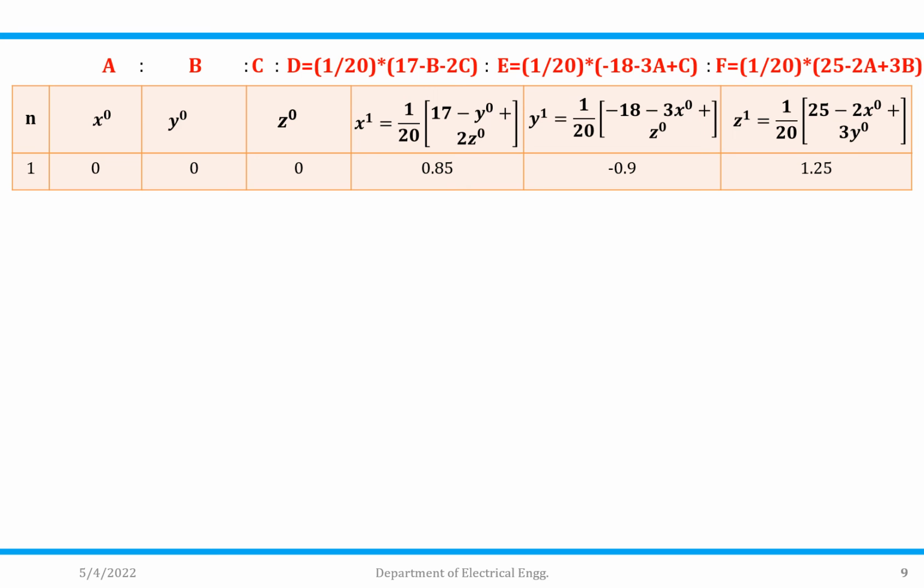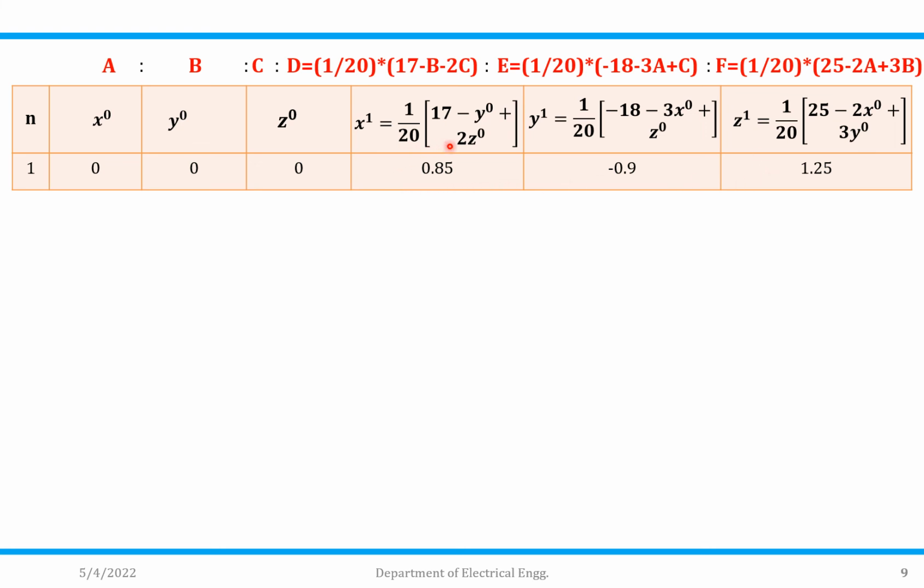Initially the values of x raised to 0, y raised to 0 and z raised to 0 are 0. So put these values in the calculator. We will get the answer for x raised to 1 as 0.85. That is, at the end of the first iteration the value of x will be 0.85. At the end of the first iteration the value of y will be minus 0.9, and at the end of the first iteration the value of z will be 1.25.